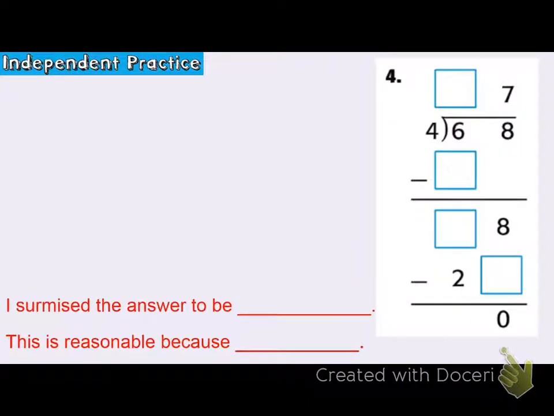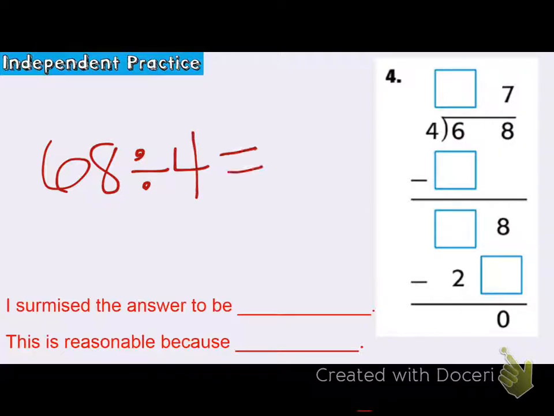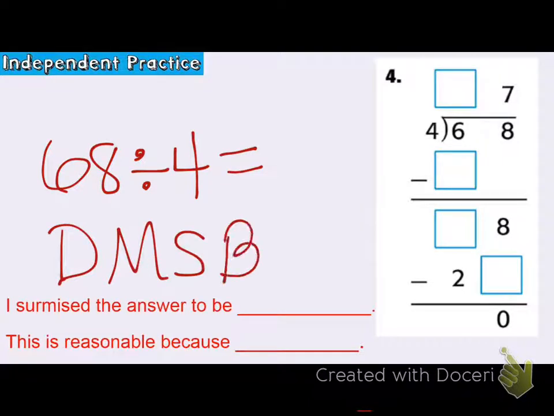Still in independent practice, still dividing. This time I have 68 put into 4 equal groups, so the divisor is 4. I need to figure out what is the quotient, how much goes in each of those 4 groups. Well, divide, multiply, subtract, bring down.